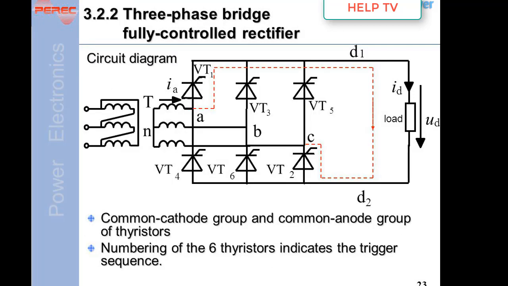3.2.2 Three-phase bridge fully controlled rectifier. Circuit diagram. Common cathode group and common anode group of thyristors. The numbering of the 6 thyristors indicates the trigger sequence.